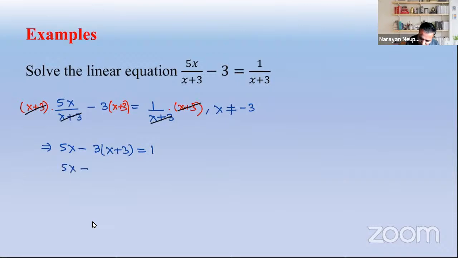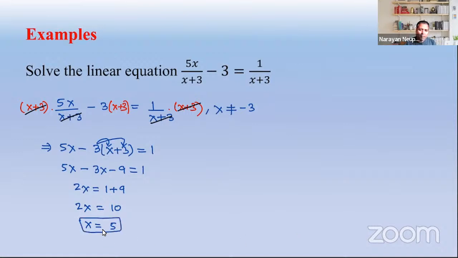5x minus, we distribute this 3 times x, 3x, negative 3 times positive 3, negative 9 is equal to 1. 5x minus 3x is a 2x. And then if we move this negative 9 to the other side, it will be positive 9. So it will be 1 plus 9, or 2x is equal to 10. Meaning of that is, if we divide on both sides by 2, x is equal to 5.